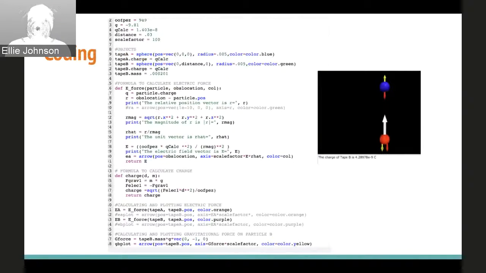Here is my code, which created the diagram on the right, which shows the two tapes and the electrostatic forces and gravitational forces acting upon them. And here are the equations on the left side of the screen showing the calculations of electric force and charge.